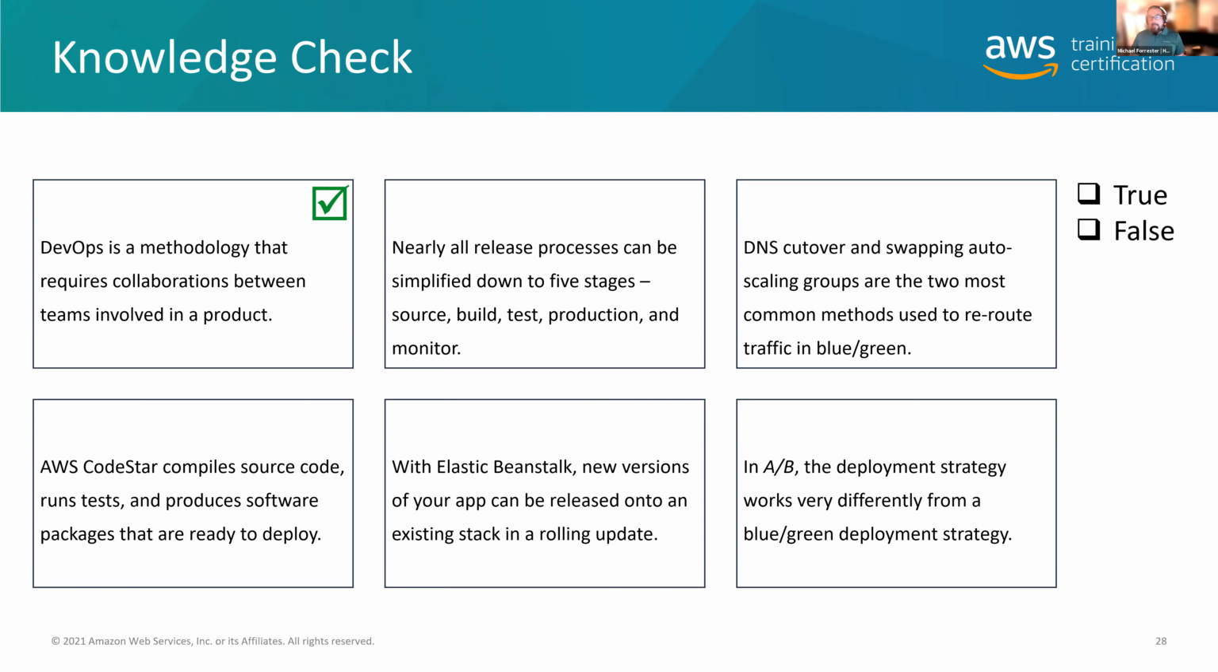I love this statement. Nearly all release processes, I'm going to replace a word here, could be simplified down to 5 stages: sourcing your code, building your code, testing your code, releasing that code to production, deploying it, and then monitoring your code. Is that true? I feel like that's a good fit for most software development life cycles.